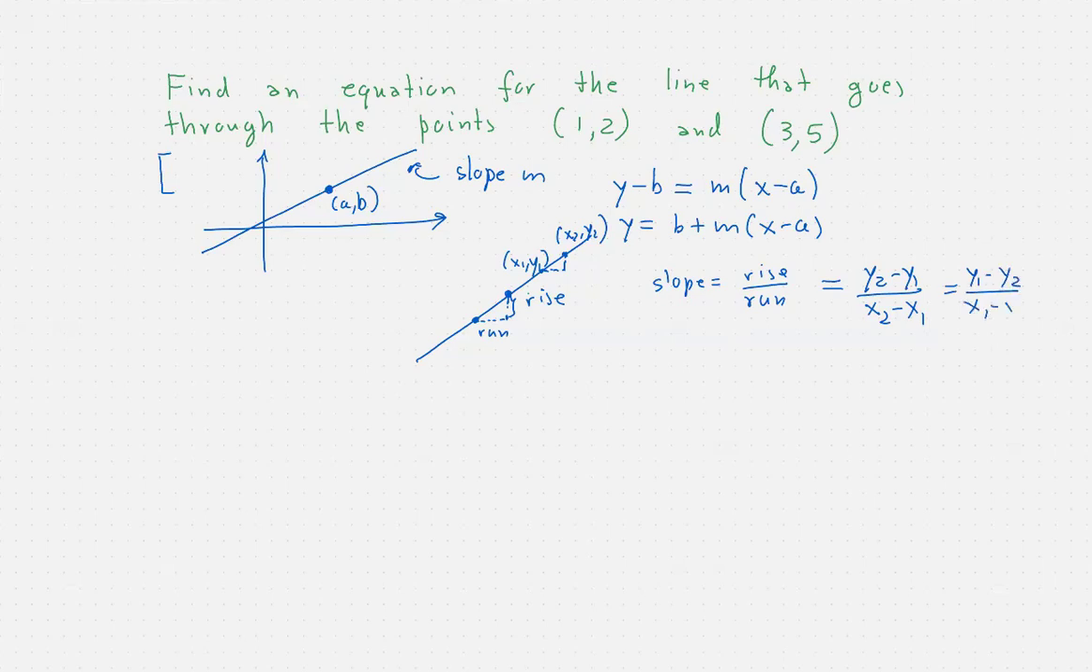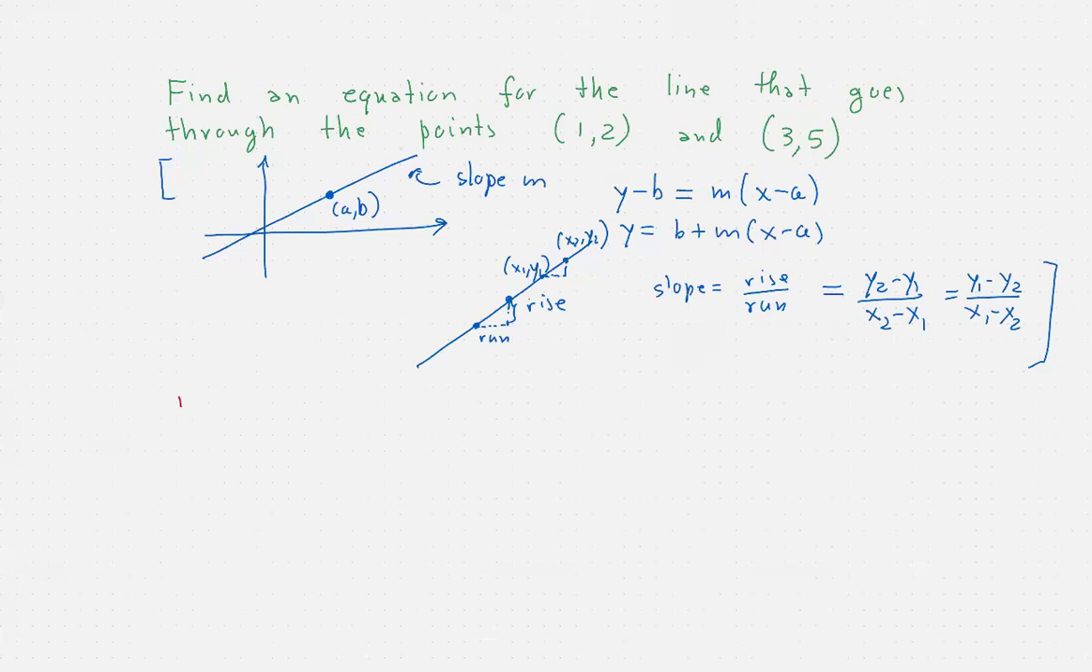So with all of this, I think it's easy to now solve the problem. The first thing we need to do is find the slope of this line. The slope of this line will be 5 minus 2 over 3 minus 1. So this is going to be 3 over 2. So the slope is 3 over 2.